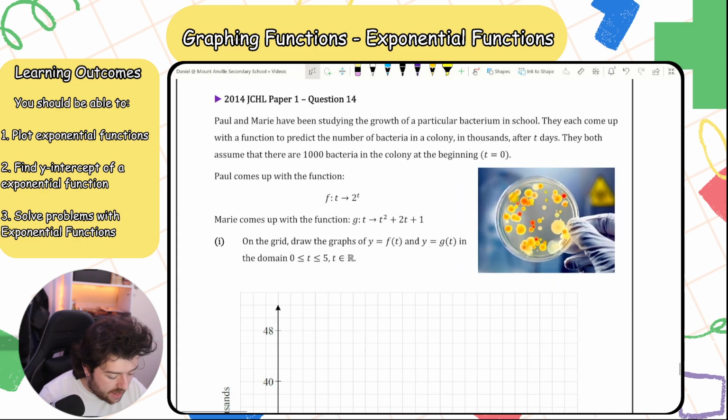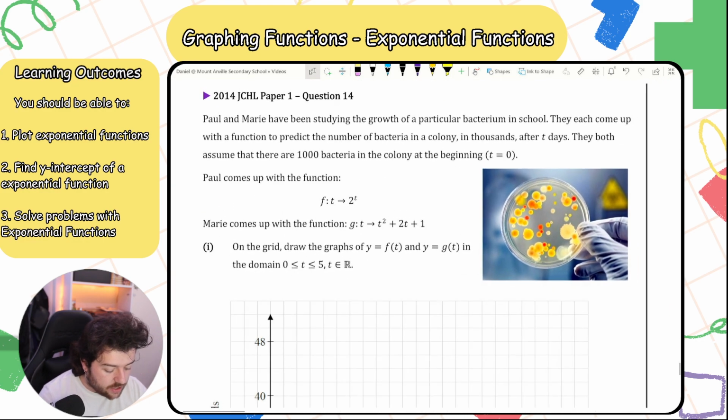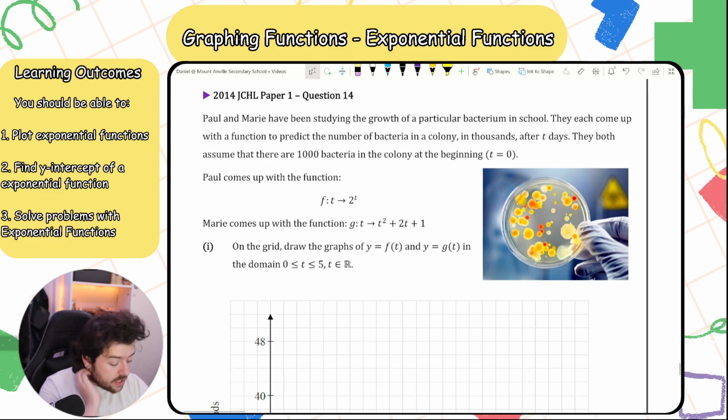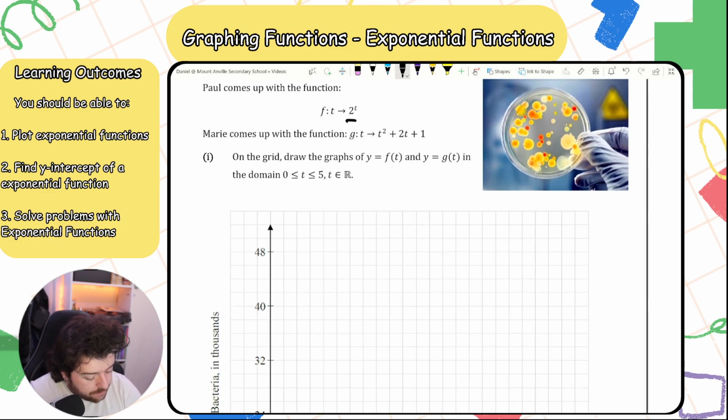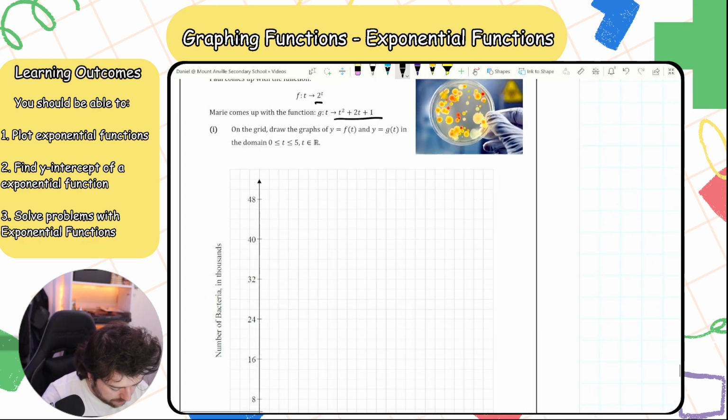Right, let's look at this one now. This is a 2014 GSA paper. Paul and Marie have been studying the growth of a particular bacterium in school and to come up with a function to predict the number of bacteria in a colony in thousands after t days. They both assume there are 1,000 bacteria in the colony at the beginning, so when t is equal to 0. Paul comes up with the function 2 to the power of t. Marie comes up with the function t squared plus 2t plus 1. On the grid, plot both of these in the domain 0 to 5.